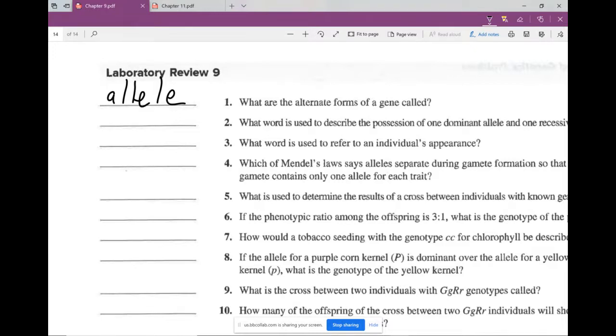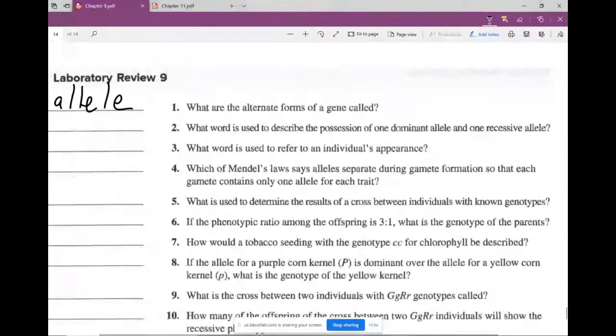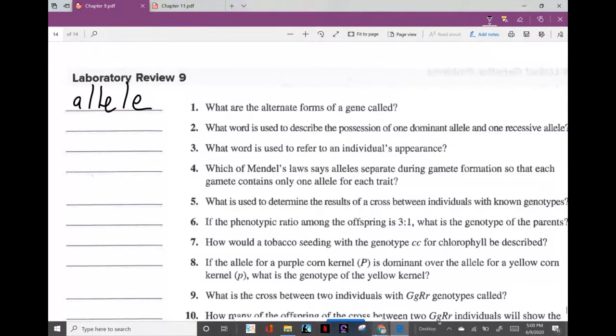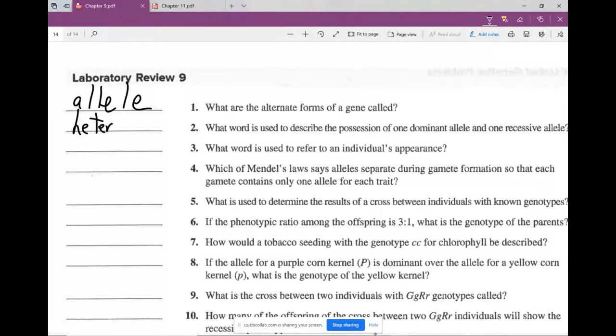What word is used to describe the possession of one dominant allele and one recessive allele? So each of the alleles is different. Right? We're talking about heterozygous. What word is used to refer to an individual's appearance or behavior? That's the phenotype.